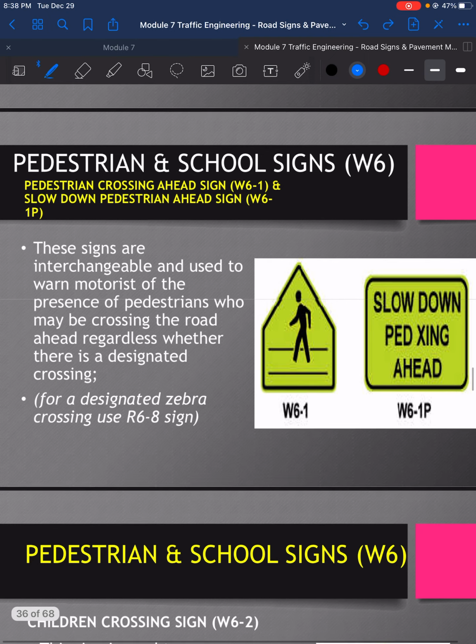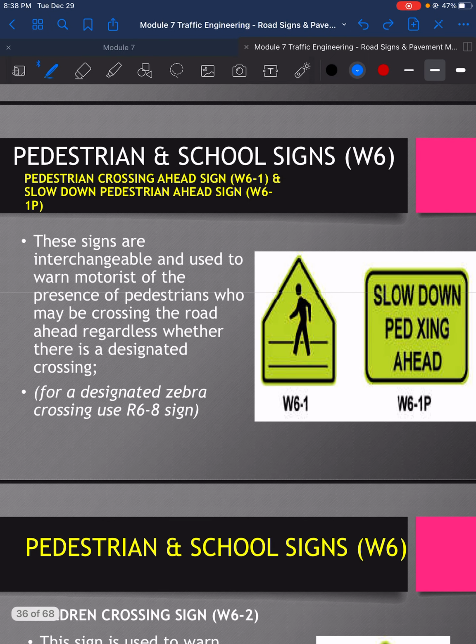Now, for pedestrian crossing ahead sign or the W6-1 and slow down pedestrian ahead sign W6-1P, these signs are interchangeable and used to warn motorists of the presence of pedestrians who may be crossing the road ahead, regardless whether there is a designated crossing. For a designated zebra crossing, use R6-8 sign. So, warning the motorist na may mga palaging tumatawid doon na mga pedestrians.